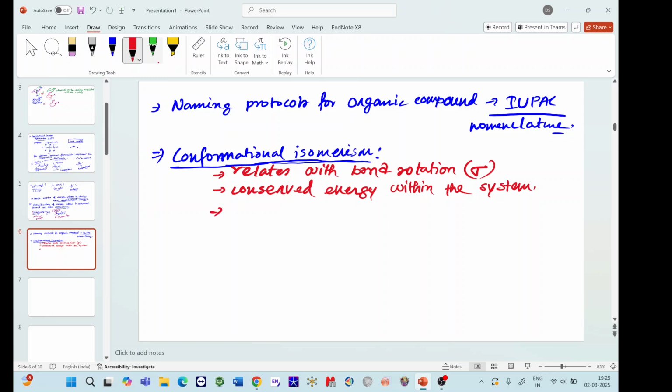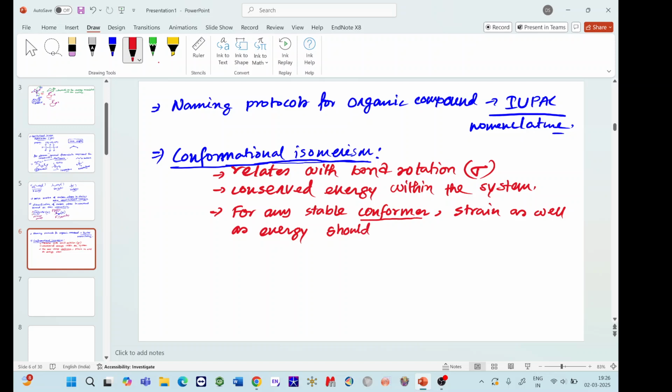And then for any stable conformer, this isomer is represented by conformer. Conformational isomer means conformer. For a stable conformer, the strain as well as the energy should be minimum.